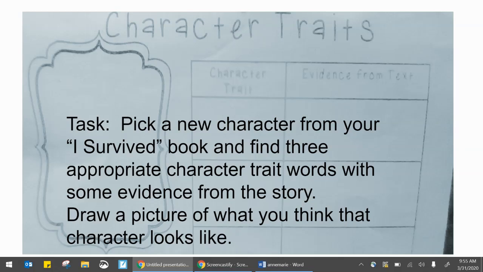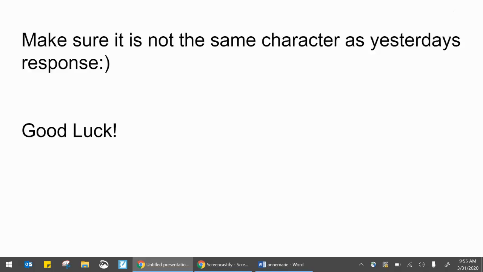Okay, fourth graders. So your task today is to find this sheet in your character traits packet that we sent home with you. We want you to pick a new character from your I Survive book and find 3 appropriate character trait words with some evidence from the story. Also, draw a picture of what you think that character looks like. Make sure it's not the same character as yesterday's response. Take a picture of it and upload it to your Reading Google Doc.